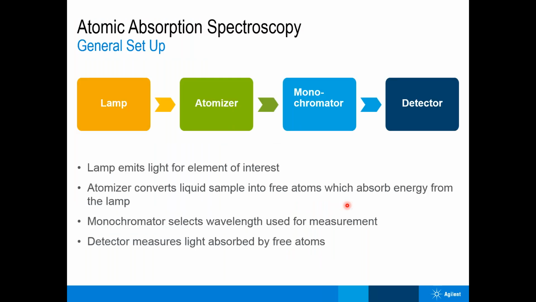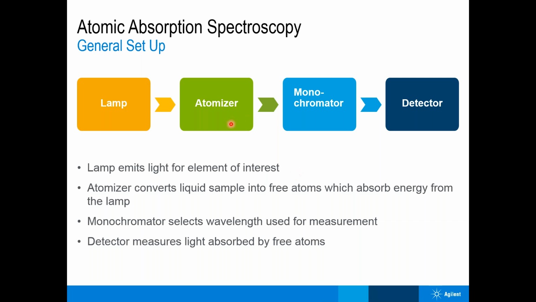What is the basic instrumentation of AAS? The basic instrumentation consists of the hollow cathode lamp. If you can see, this is the hollow cathode. First is the hollow cathode lamp. What is the role of the hollow cathode lamp? The hollow cathode lamp emits light for the element of interest. That is why the hollow cathode lamp is also called the source of light in atomic absorption spectroscopy.